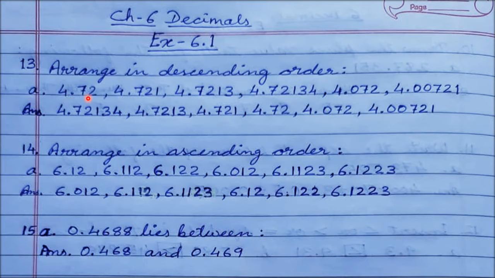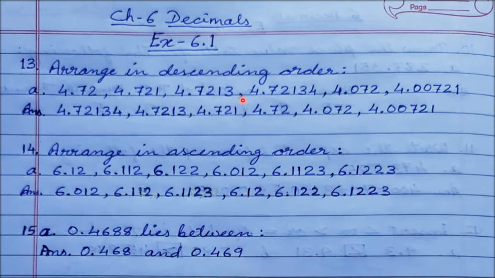Okay, so the first one, 13th question, is arrange in descending order. You should know the meaning of descending: going down, climbing down. Similar is the case with the numbers here, from bigger number to smaller number. So big to small, that is descending, while small to big, that is ascending. So this is decreasing order. Decreasing means from higher level to lower level, or from bigger to smaller. When you arrange, that is descending order.